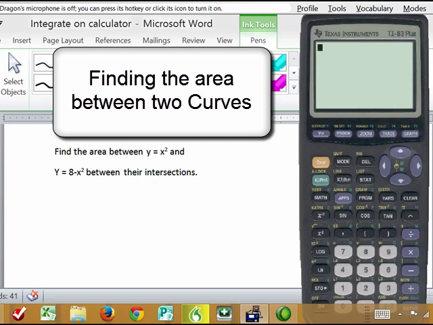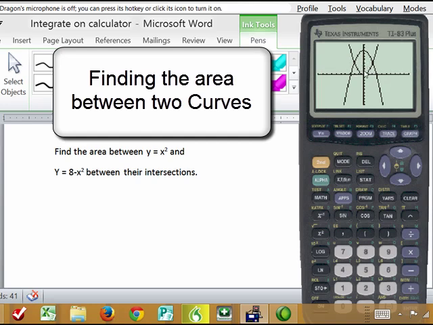Okay, suppose you want to find the area between y equals x squared and y equals 8 minus x squared between their intersections. Well, let's see what that looks like. If we go into y equals, and I have x squared and 8 minus x squared, and I hit graph, we're looking at the space in between the two curves.